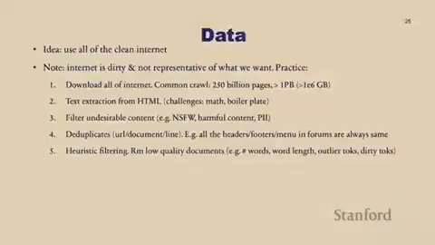Once you do deduplication, you will do some heuristic filtering. You will try to remove low-quality documents. The way you do that is with things like rules-based filtering. For example, if there are some outlier tokens, if the distribution of tokens in the website is very different from the usual distribution of tokens, then it's probably an outlier.